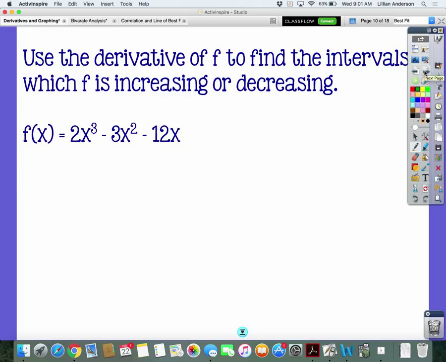I'm basically breaking this down into pieces and showing you how each of the parts is used to determine this. So increasing or decreasing means we need the derivative. First one. What is the derivative of 2x^3 - 3x^2 - 12x?